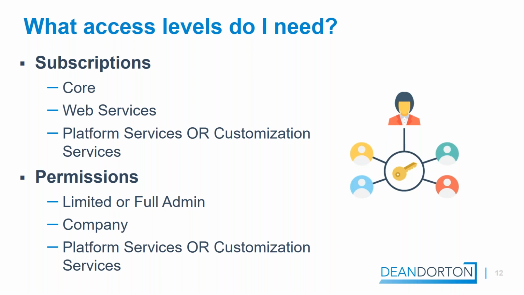From a permissions perspective, you'll need to have the appropriate permissions in the company module and in platform services or customization, and you do need to be either a limited or a full admin. In the company module, we're looking for you to have permission to list and view smart event jobs. And in platform or customization services, I recommend that you just have permissions to do everything in there. There's not a lot of permissions in there anyway. It's easiest to just kind of turn them on.